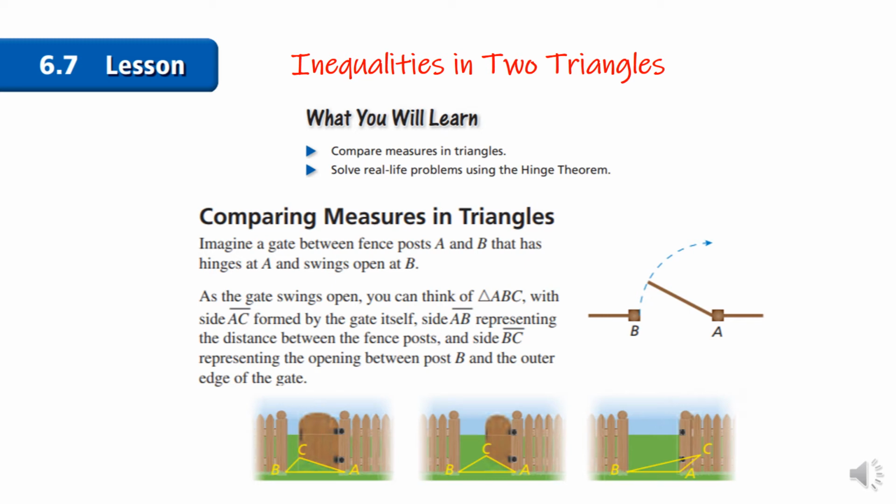Okay, today in 6.7 in IM2, we're going to be talking about inequalities in two triangles. So, imagine a gate between fence posts A and B that has hinges at A and swings open at B. So here is my hinge right there. And as we open the gate, notice what happens to angle A. Okay, it gets wider and wider.